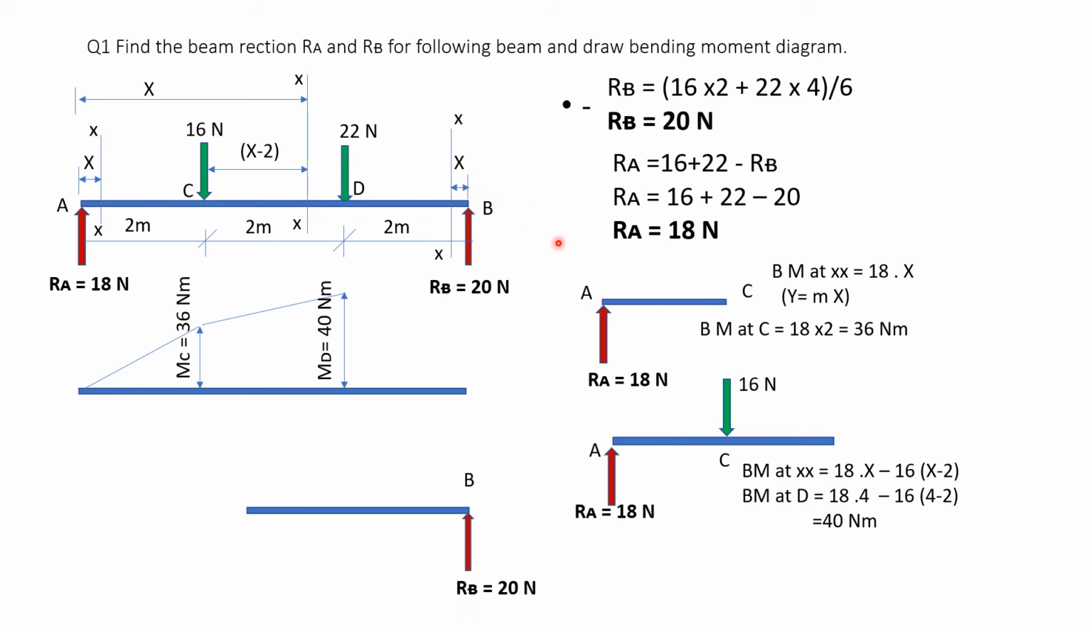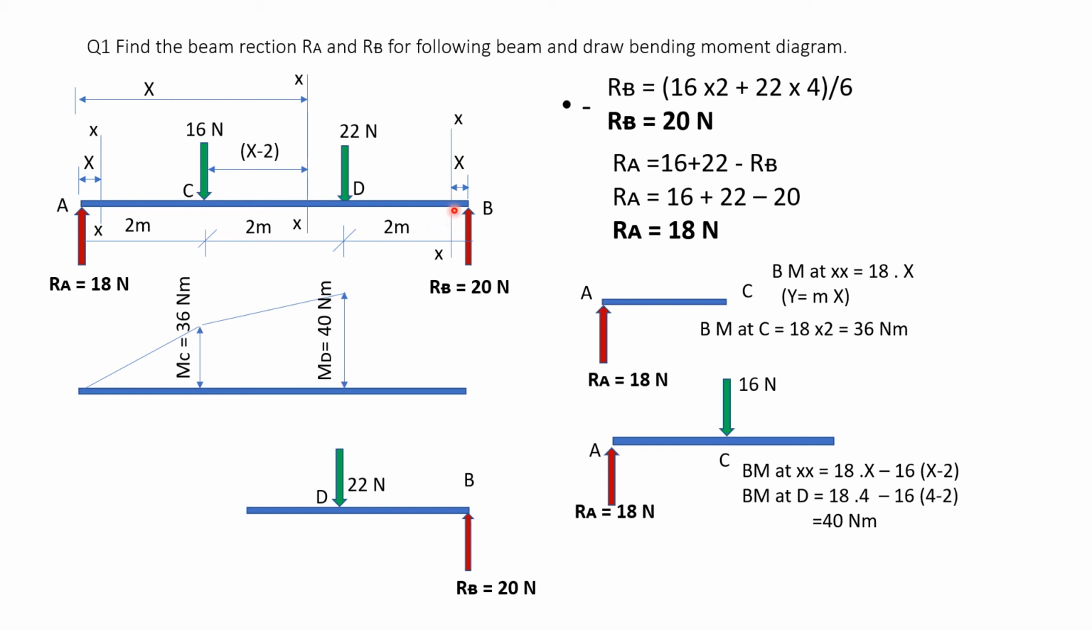So how will the right hand side look? This is RB 20 and this is 22 at D. I am showing the full beam up to point D. Now if I want the bending moment at section XX, it will be 20 into X. Only 20 into X, and 20 is going up, so positive. So 20 into X will be my bending moment at XX. Just like here you get 18 into X, here I will get 20 into X. And it is a straight line, y is equal to mx.